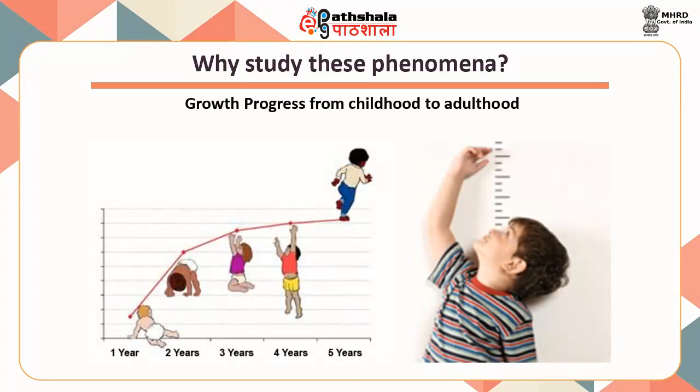Growth progress from childhood to adulthood. The measurement of children at specific intervals of time provides an estimate for the rate of growth and maturation. It estimates the level of biological maturity for the child's chronological age, whether early, late, or average. A child who grows 5 centimeters over a period of 1 year has a growth rate of 5 centimeters per year.